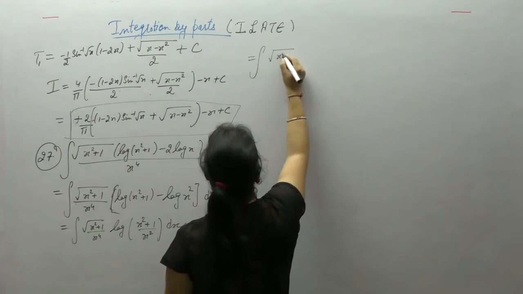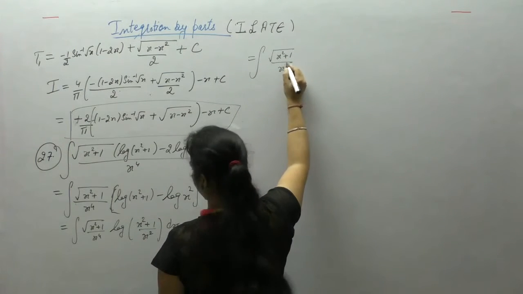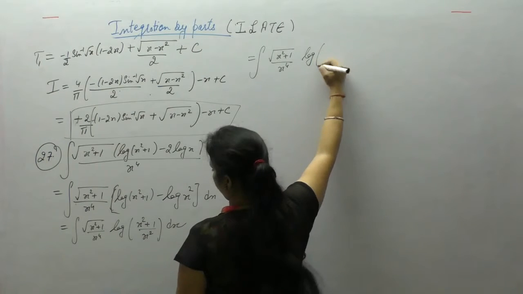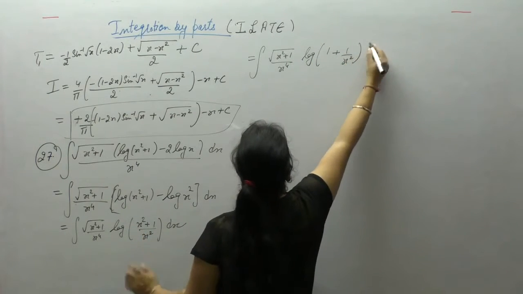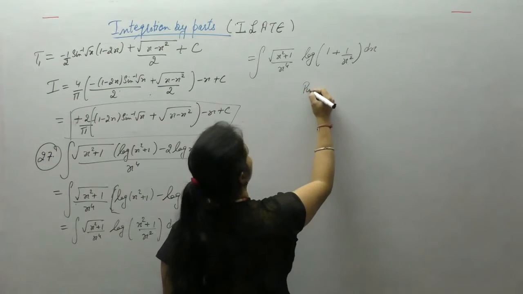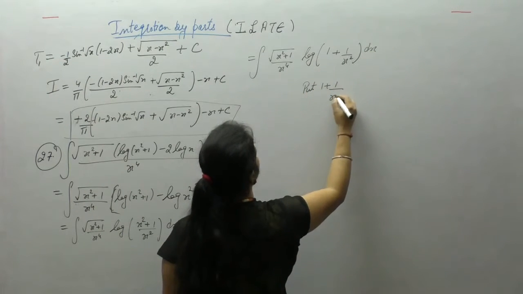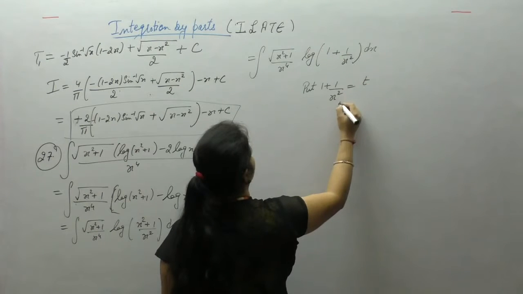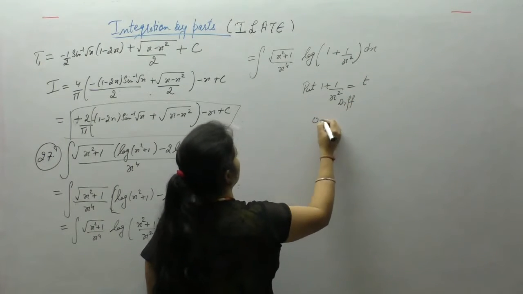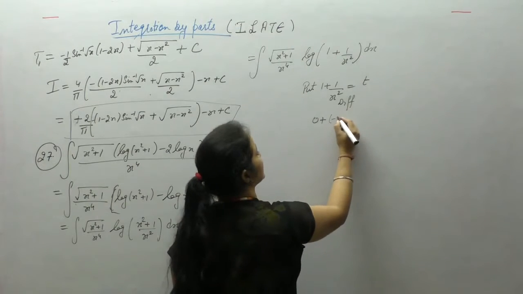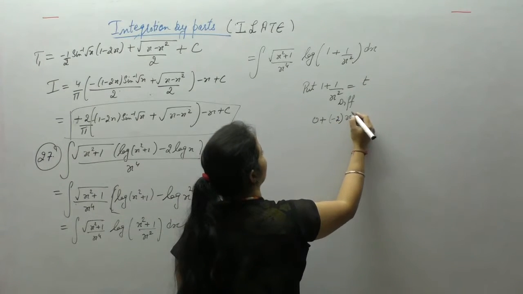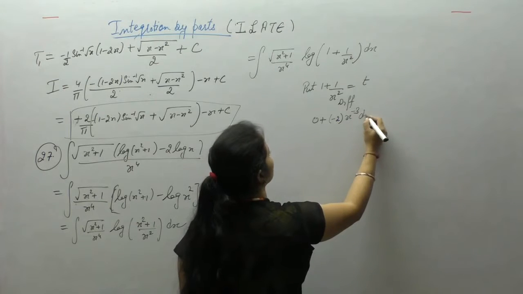Integral of square root of x square plus 1 upon x4 log of 1 plus 1 upon x square dx. Now put 1 upon 1 plus x square as t. Derivative of 1 is 0. X power minus 2, the derivative of this is n x power n minus 1. Minus 2 minus 1 is minus 3.